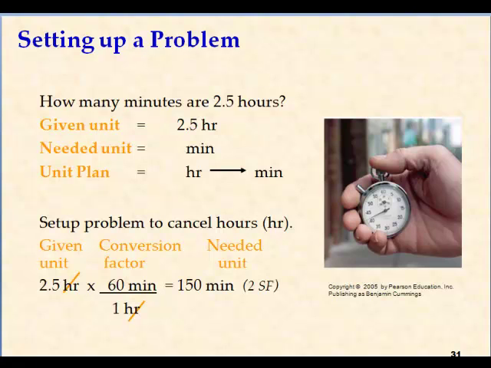So let's look at a very simple example first, a time problem in which we ask how many minutes are in 2.5 hours. Our given value is 2.5 hours. We need to convert those into minutes. So my plan is directly hours to minutes. I start off with my 2.5 hours. With my conversion factor, notice my hours cancel my hours here, and I'm reporting my answer as 2 significant figures.